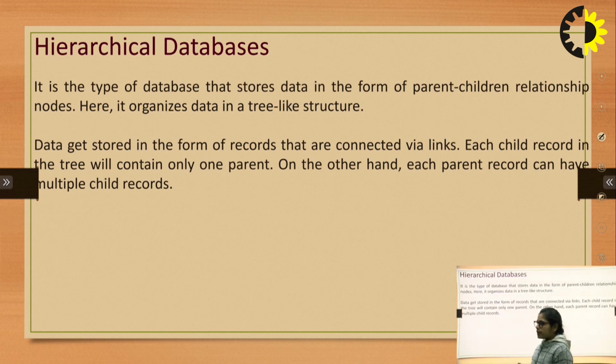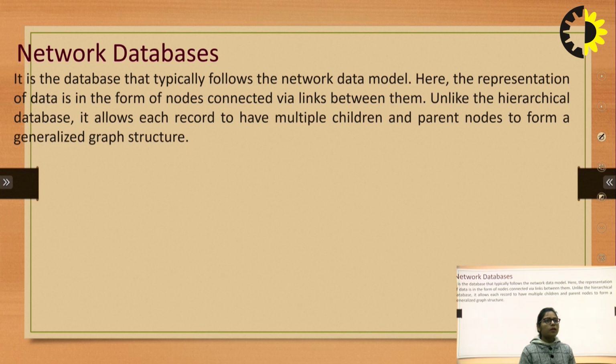Next one is hierarchical database. It is a type of database that's stored in the form of parent-children relationship nodes. Here, it organizes data in a tree-like structure. Data gets stored in the form of records that are connected via links. Each child record in the tree will contain only one parent, and on the other hand, each parent record can have multiple child records.